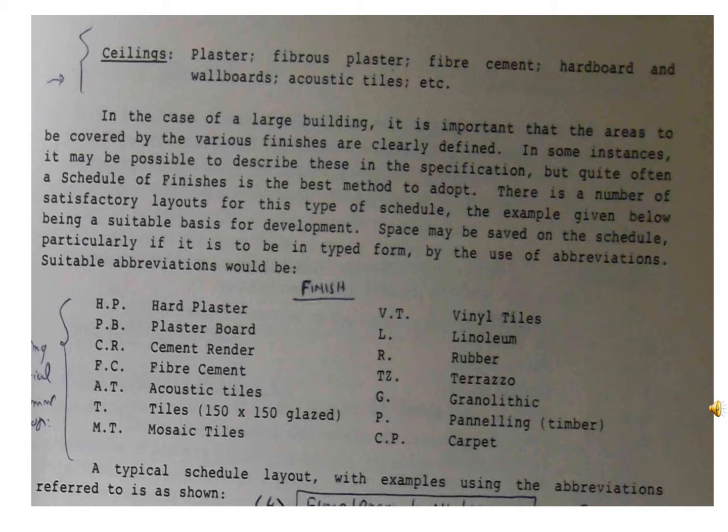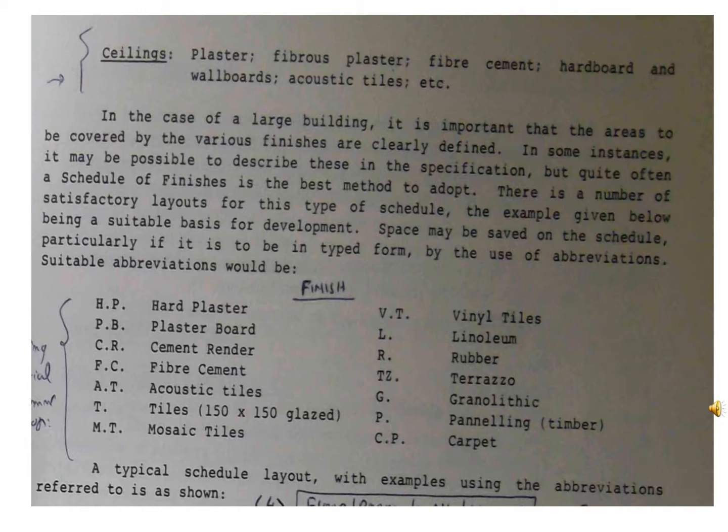For example, HB means hard plaster. BB means plaster board, CB means cement render, CR means cement render, PC means fiber cement, SB means fiber cement, AD is acoustic tile, D means tiles, 150 by 150 glass, MB means mosaic tiles, VD is vinyl tile, A is linoleum, I is rubber, D is terrazzo, G granolithic, P is paneling timber, CB means carpet.